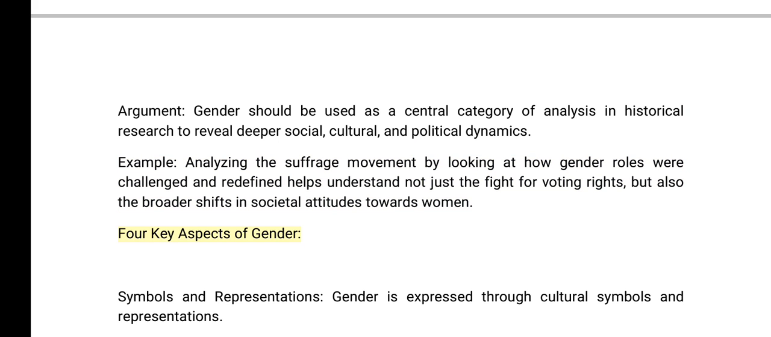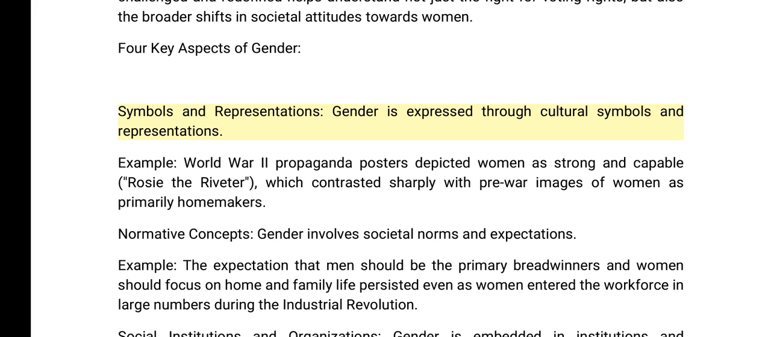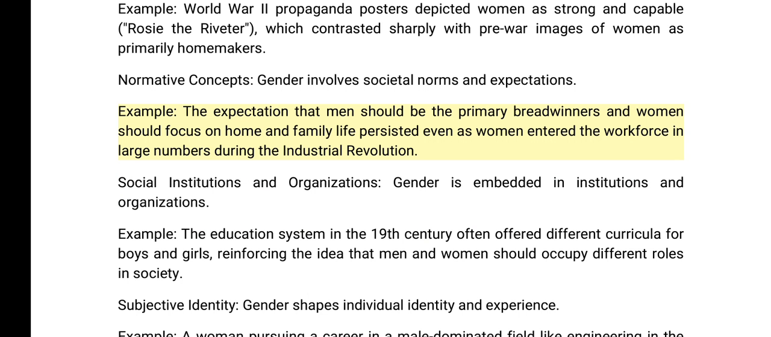Four key aspects of gender. Symbols and representations: gender is expressed through cultural symbols and representations. Example: World War II propaganda posters depicted women as strong and capable, like Rosie the Riveter, which contrasted sharply with pre-war images of women as primarily homemakers. Normative concepts: gender involves societal norms and expectations. Example: the expectation that men should be the primary breadwinners and women should focus on home and family life persisted even as women entered the workforce in large numbers during the Industrial Revolution.